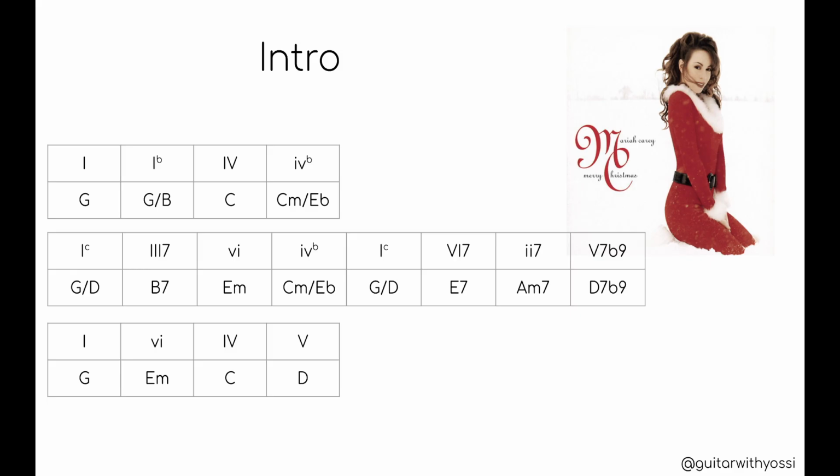We've got the B7. Going to the E minor, and back to the C minor in inversion. Then we've got the G in inversion again, the E7, the A minor 7, the D 7 flat 9, and then we've got our G, E minor, C, D. Okay.